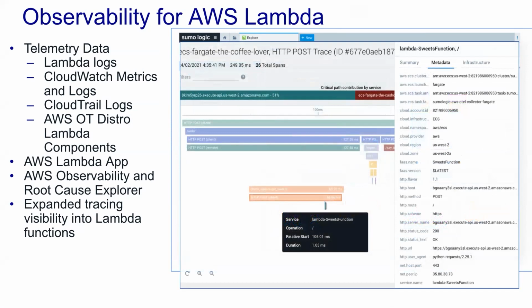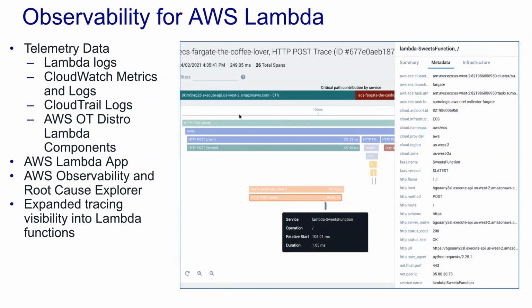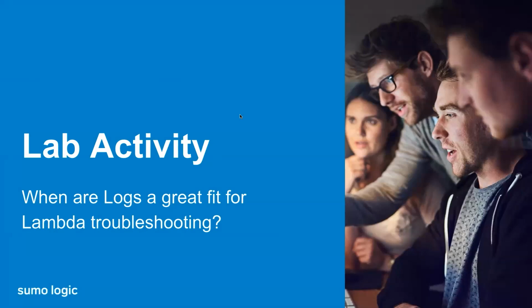Then we have a special Lambda app in the Sumo Logic app catalog that has out-of-the-box dashboards to help you monitor the health and performance of your Lambda functions. And thirdly, we have the Sumo Logic AWS observability solution that provides a framework to simplify the ingestion and analysis of data from multiple AWS services, including Lambda. We have out-of-the-box dashboards and alerts specially built for AWS Lambda that help you navigate across AWS account and region hierarchies. Tim is going to run through some of these in the next sections of this presentation.